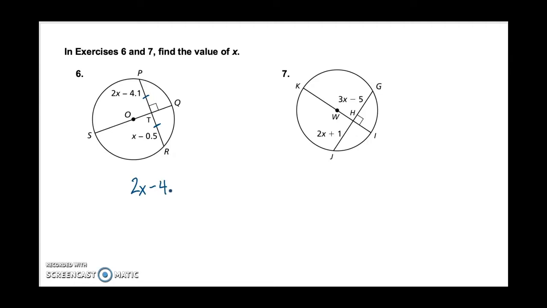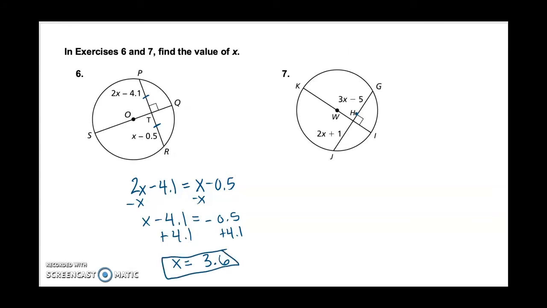2x minus 4.1 is equal to x minus 0.5. Get x by itself, so subtract x from both sides. x minus 4.1 is equal to negative 0.5. Add 4.1 to both sides, and that gives me that x is equal to 3.6.